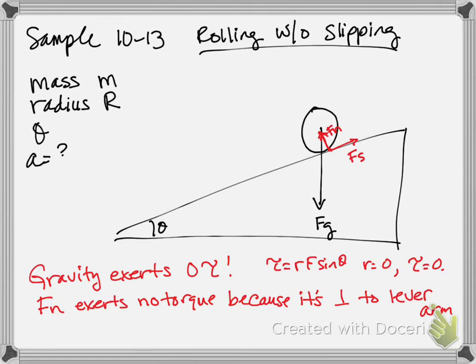So what's causing the rotation? It's the friction. Friction is acting perpendicular to the lever arm. As you can see, that angle is 90. And so that's what is causing the torque. So let's write our expression for torque is equal to the radius times the force times the sine of the angle between those two.